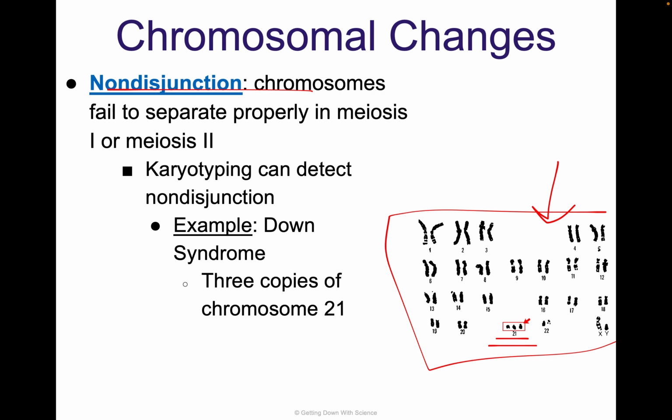Okay, so that's a lot of stuff. That's all non-Mendelian genetics. We are going to be doing chi-square analysis. We're going to be talking about chromosomal changes moving forward.